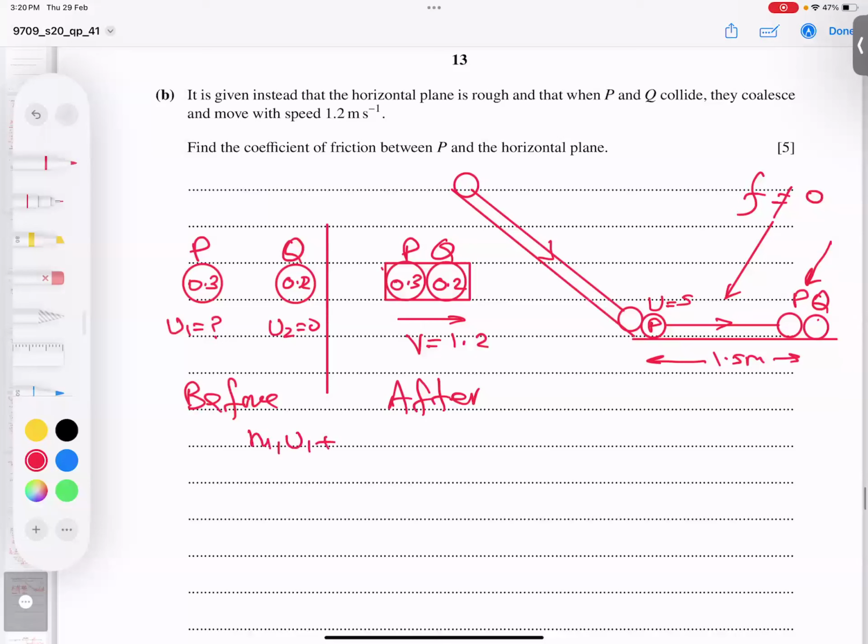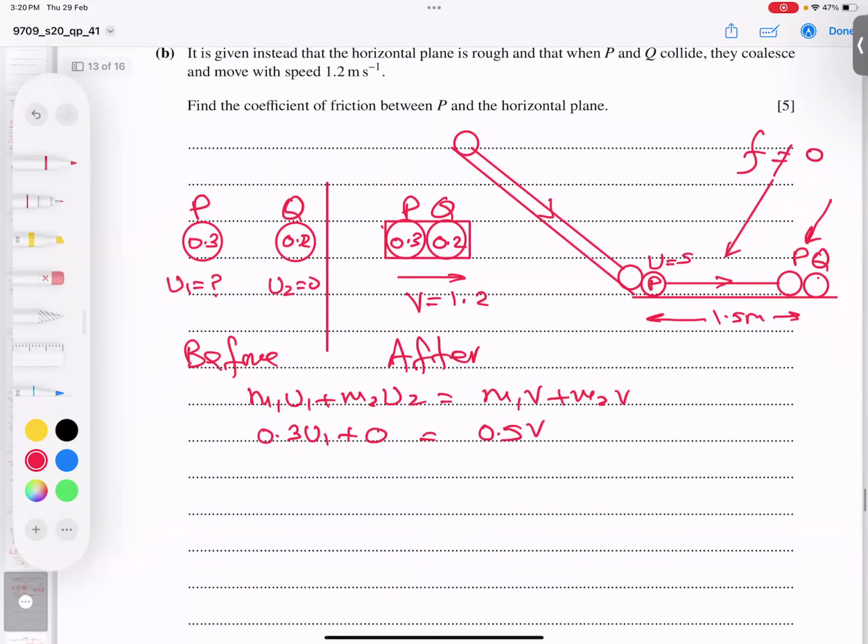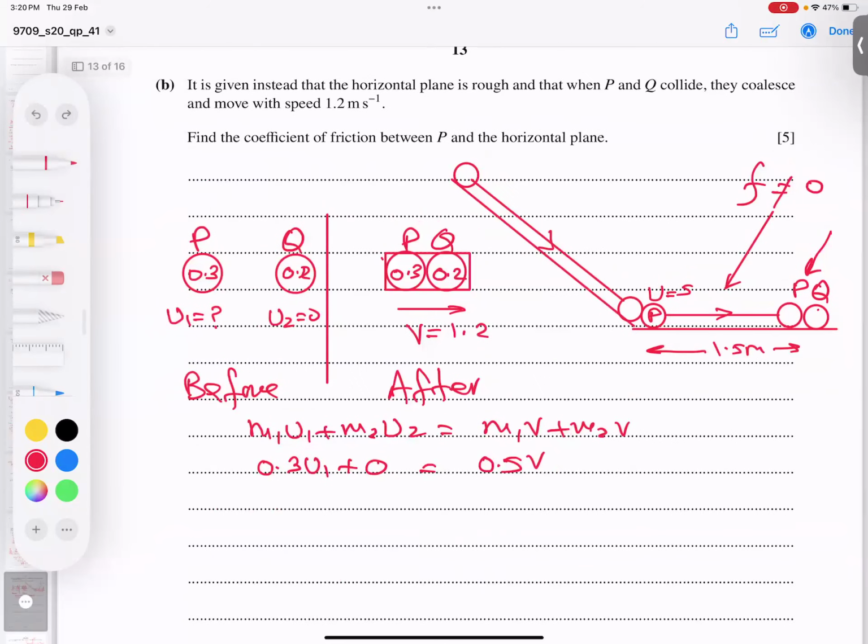M1 U1 plus M2 U2 is equal to M1 V plus M2 V. Why is V the same? Because they're moving at a combined speed. So 0.3 times U1, and 0 times that, we get 0. And this is combined, so 0.2 plus 0.3 becomes 0.5 times V. V is given as 1.2. So 0.5 into 1.2, I get 0.6.